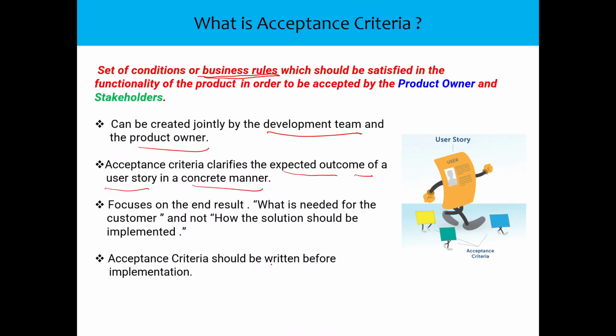Acceptance criteria should be written before implementation. The expectation has to be set very clearly, and that can only be done before implementation, because once you start implementing, if you start thinking about how the acceptance will take place, then you will not be so effective.